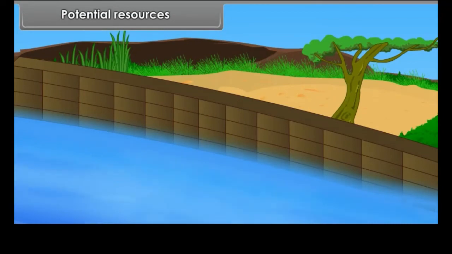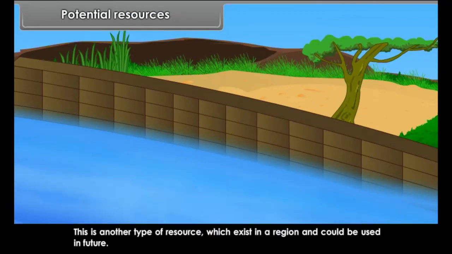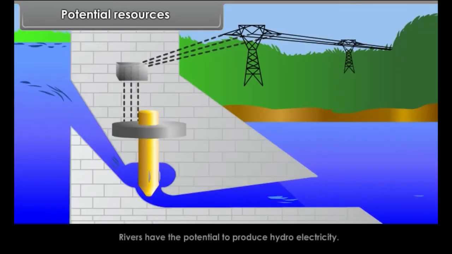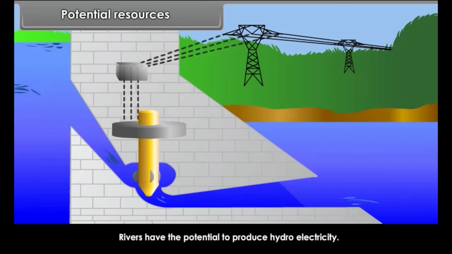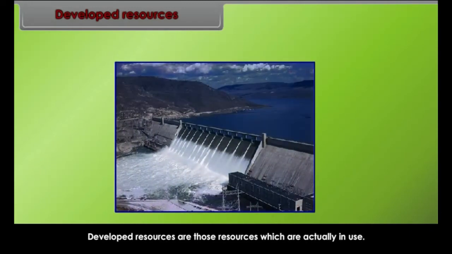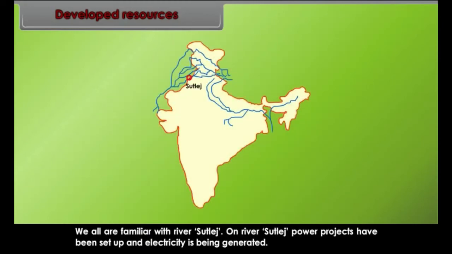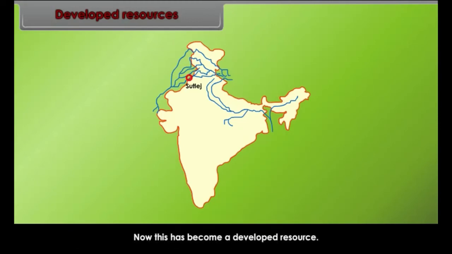Potential resources. This is another type of resource which exists in a region and could be used in future. Here, we can understand the meaning of potential resource more clearly through an example. Rivers have the potential to produce hydroelectricity. Developed resources. Developed resources are those resources which are actually in use. Now, let us take an example. We all are familiar with River Sutlej. On River Sutlej, power projects have been set up and electricity is being generated. Now, this has become a developed resource.